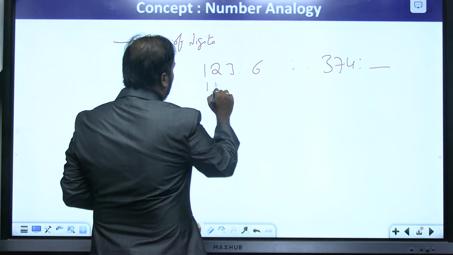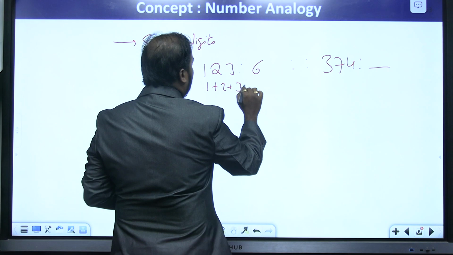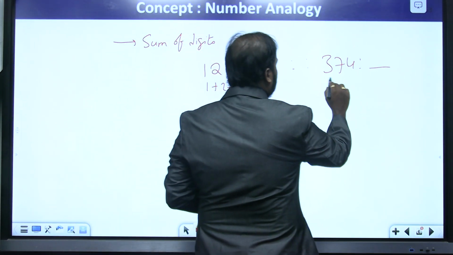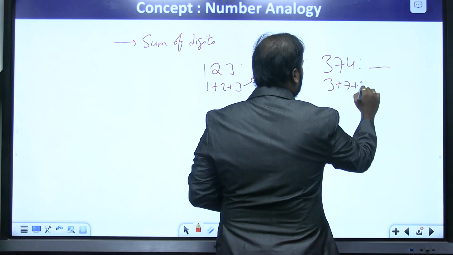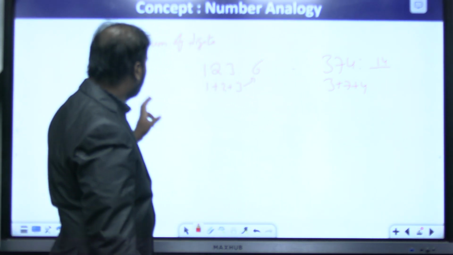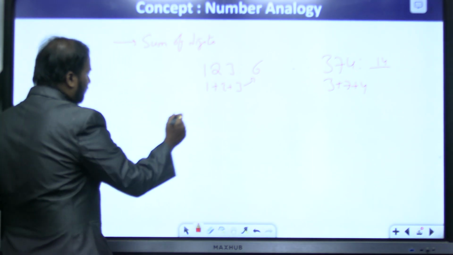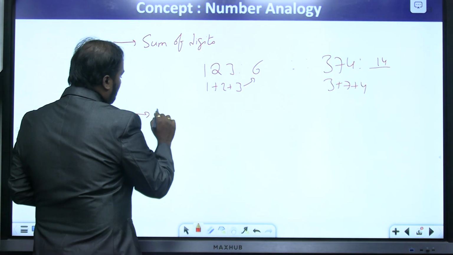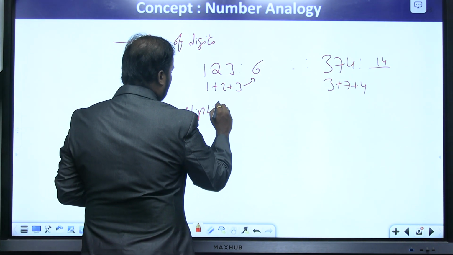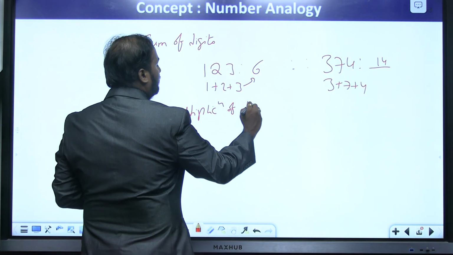So I can write like 1 plus 2 plus 3. It gives what? 6. So this is the relation. In the same way, I can say like 3 plus 7 plus 4. Then your answer will be 14. Right? Similarly, not only the sum of digits, even the same format can be applicable for multiplication of digits as well. Multiplication of digits.